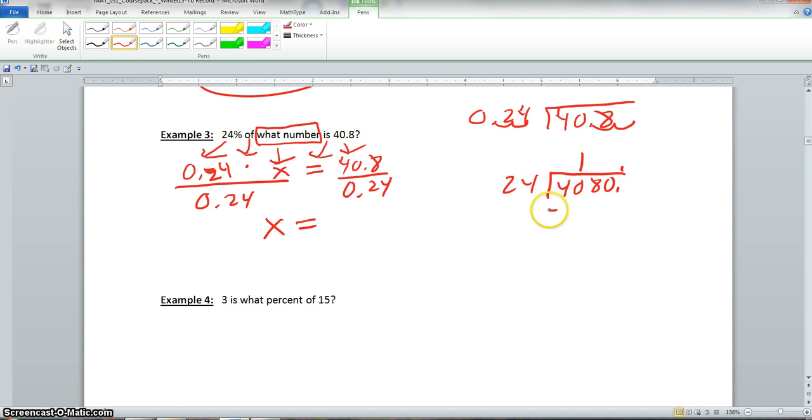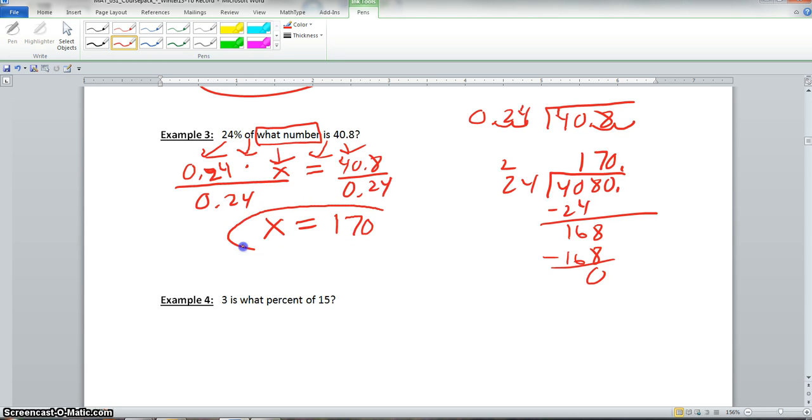24 goes into 40 once. 40 minus 24 is 16. We bring down our 8. Now 24 goes into 168 seven times. 7 times 4 is 28. Carry your 2. 7 times 2 is 14 plus 2 is 16. So that leaves 0. So we bring down this 0, and 24 goes into 0 0 times. So your final answer here is just 170.